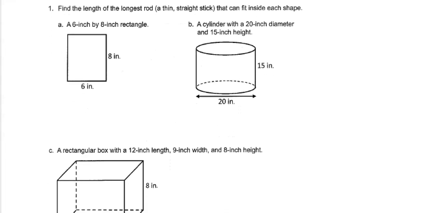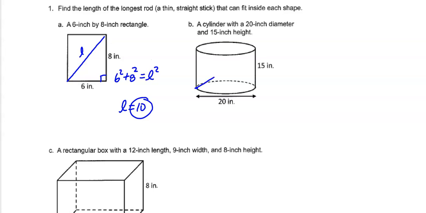Find the length of the longest rod that can fit inside each shape. So these are all Pythagorean theorem type problems. So the longest rod that could fit here, that length, is just Pythagorean theorem. 6 squared plus 8 squared equals L squared. I know 6, 8, 10 is a Pythagorean triple, so I'm just going to skip forward. Say the answer is 10.